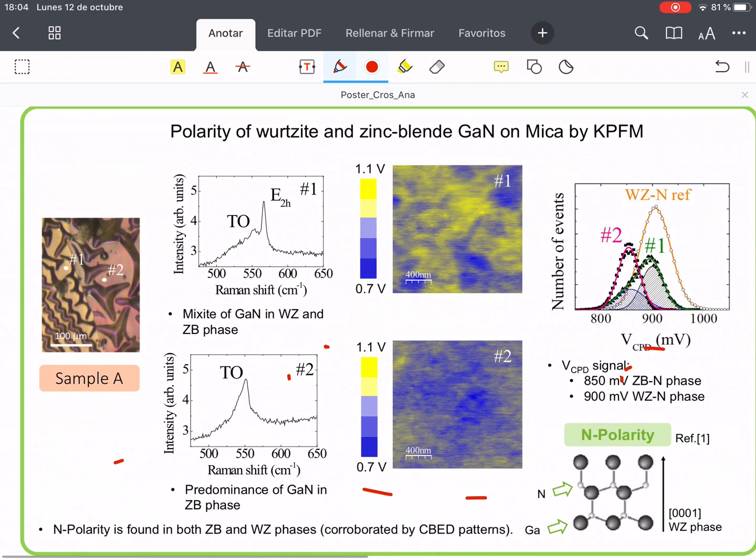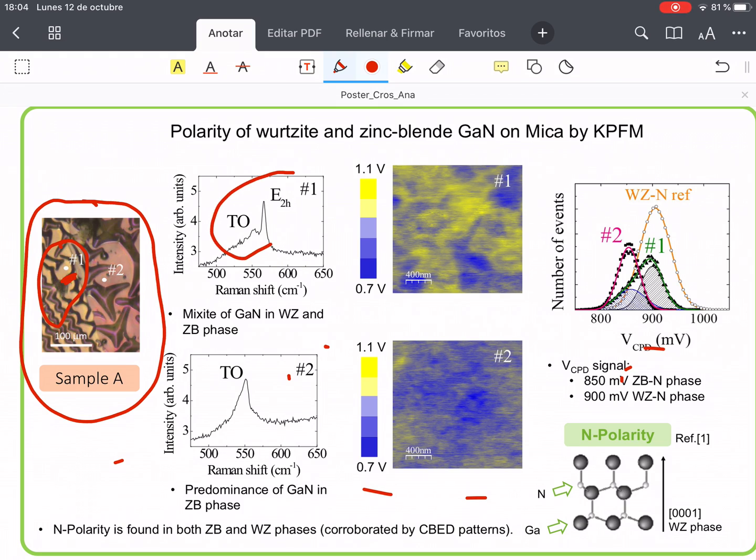Since the samples are inhomogeneous, we have first selected from sample A a region where we find in one part, which is part 1, we know that we have a mixture between zinc blende and Wurtzite phase, while in part 2 we have the dominance of the zinc blende phase.